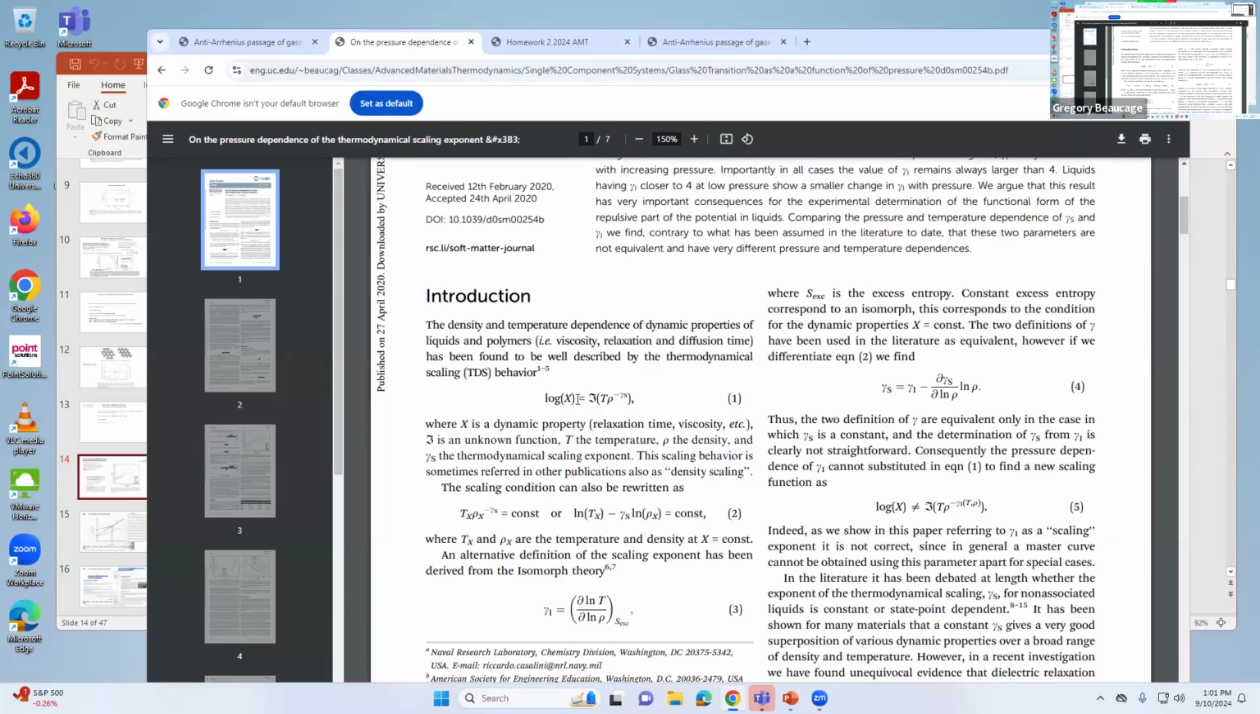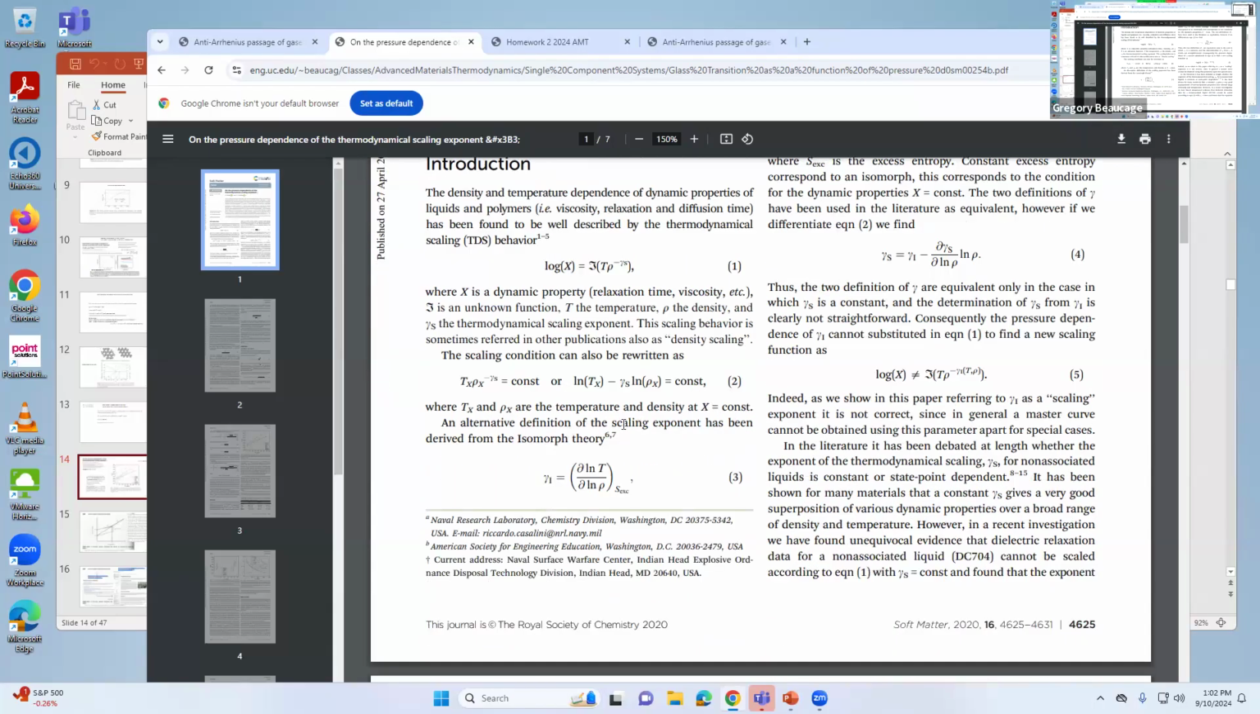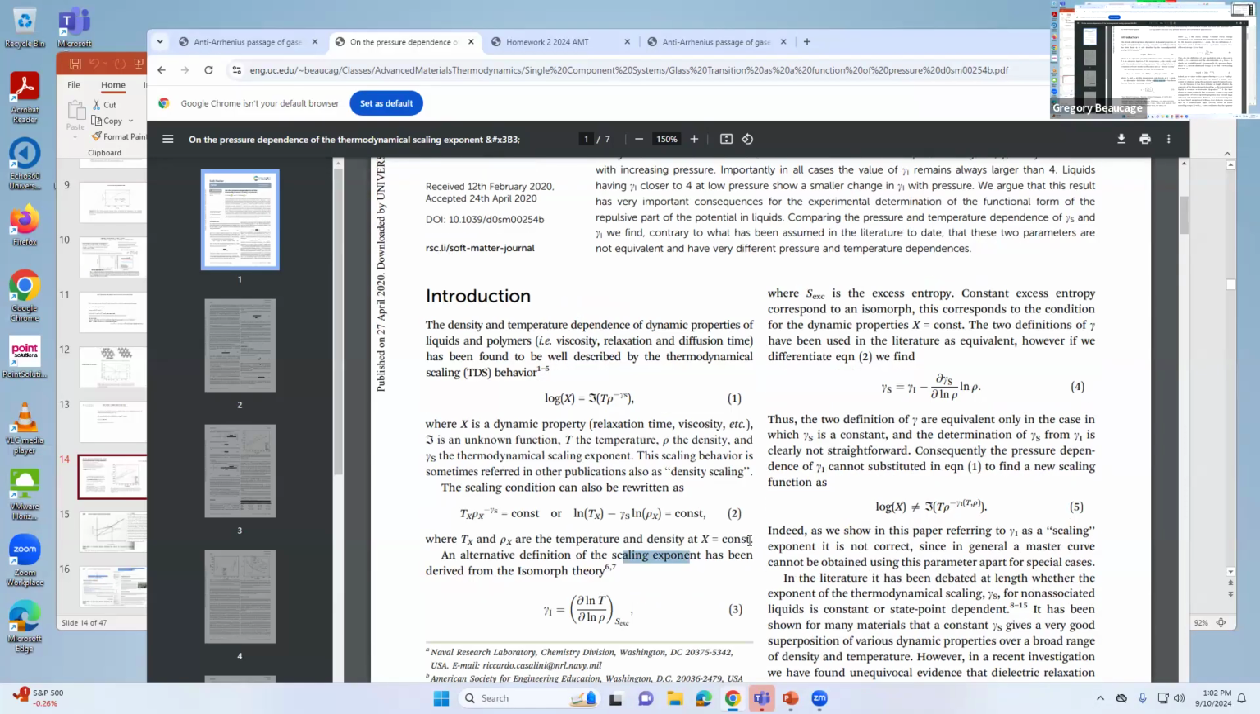So his X parameter is the time. He always has the relaxation as a function of X, like what's the rate of cooling the thing, right? And then temperature and density is raised to this gamma thing, which is this scaling coefficient. It's like the density definition of the scaling exponent. And then he kind of defines it.